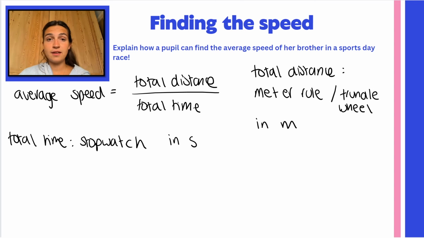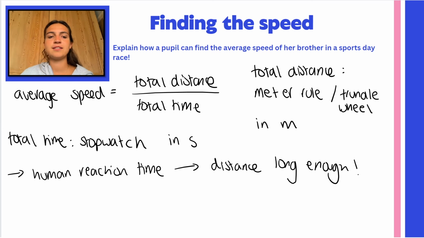And then I need to say anything I need to be careful of whilst doing this experiment. So if I'm physically using a stopwatch and timing, I should mention the fact that there is a human reaction time going on here. So I need to make sure that the distance is long enough so that the effect of any human reaction time is negligible. The time that it takes the brother to run this race is going to be over a long enough period that that bit of human reaction time doesn't really make a difference. And then it's always good to state, if it's appropriate to the experiment, that you're going to repeat and average your results.